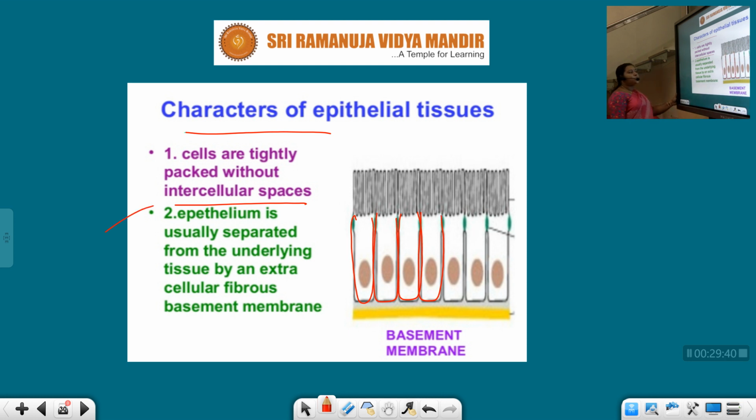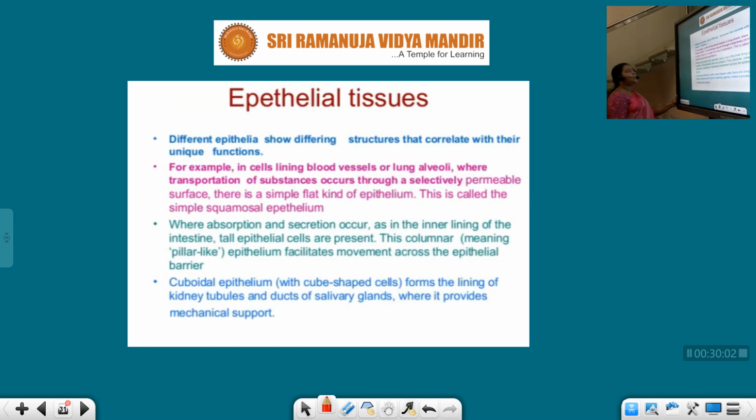Epithelium is usually separated from underlying tissue by an extracellular fibrous basement membrane. So children, it has the basement membrane. Above the basement membrane, what will we have? Epithelial cells. They are very compactly arranged. No intercellular spaces are present. These are the characteristics of the epithelial tissue.